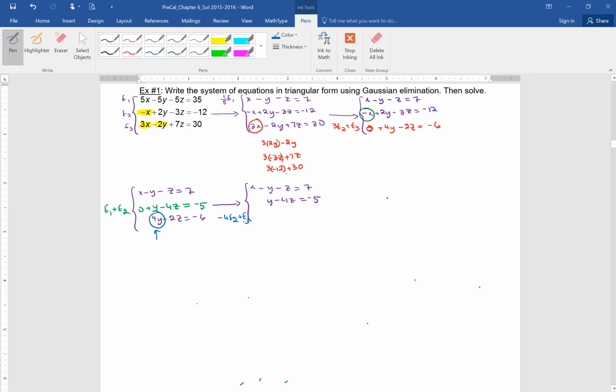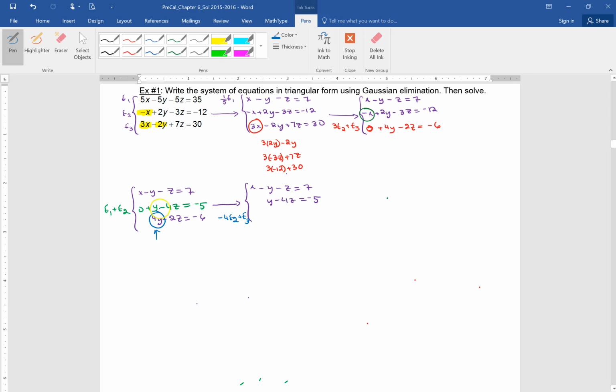Now, why can't I combine this with equation 1? Because that doesn't make sense. If I combine it with equation 1, then I'm going to reintroduce the x here, which I just got rid of. All right? So for the last step, use these two equations at the bottom. Okay, so let's do that now.